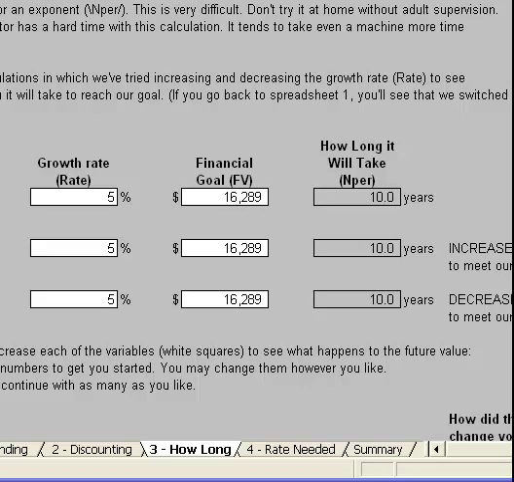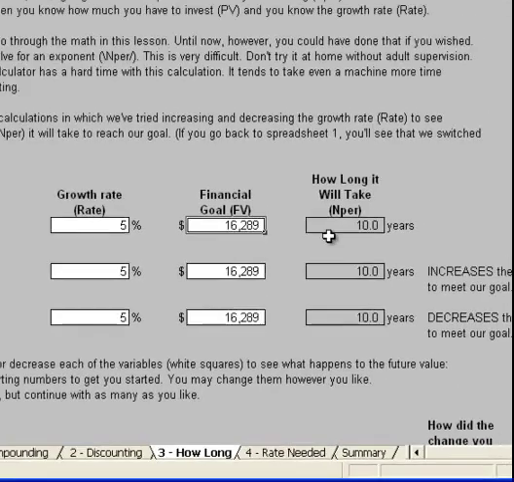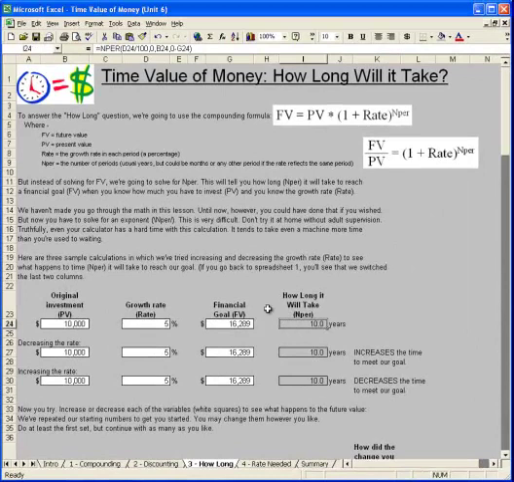Let's take a look. In row 1, I've used the same numbers we've been using all along so that you can see that it is still the same equation with the same answers. I have a starting investment of $10,000, which I'm putting into a 5% CD. My financial goal is still $16,289. I want to buy a smart car. How long will I have to wait for my 10 grand to grow to this amount? The spreadsheet tells us 10 years, which is what we've been saying all along.